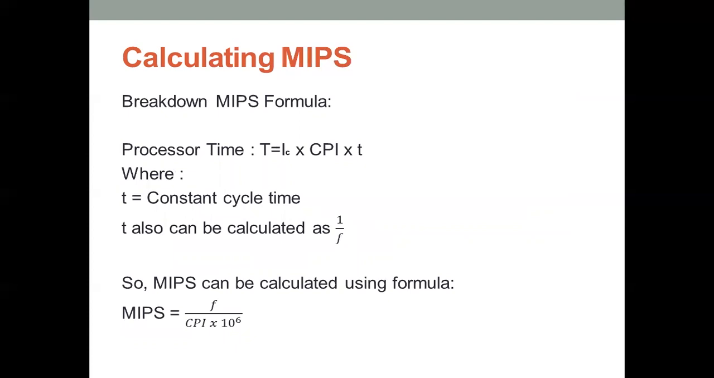The MIPS. So we have to break down the MIPS formula. For the processor time, the formula is T equal to IC multiplied by CPI and multiplied by T, where T is the constant cycle time. T also can be calculated as 1 divided by F. So MIPS can be calculated using the formula MIPS equals F divided by CPI multiplied by 10^6.